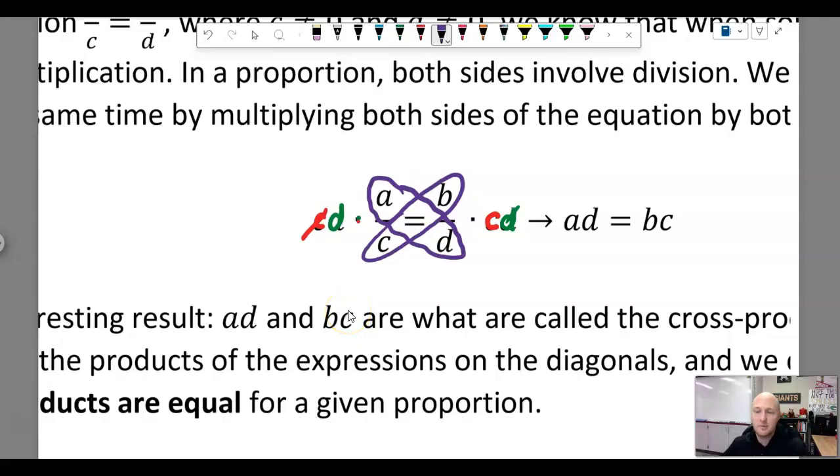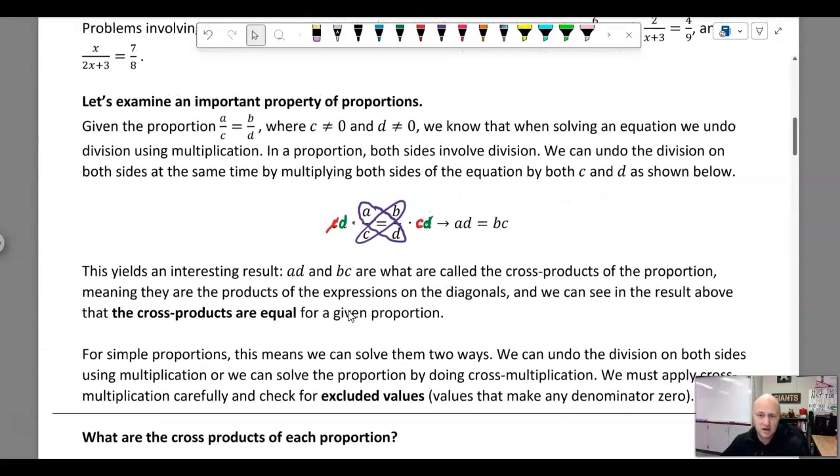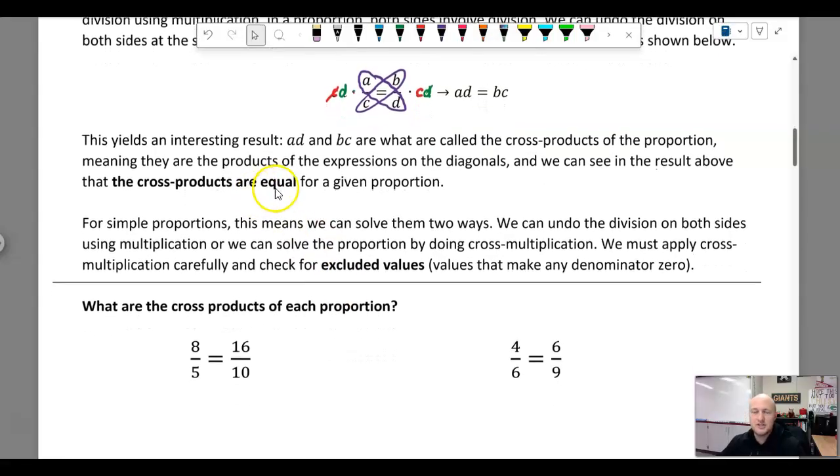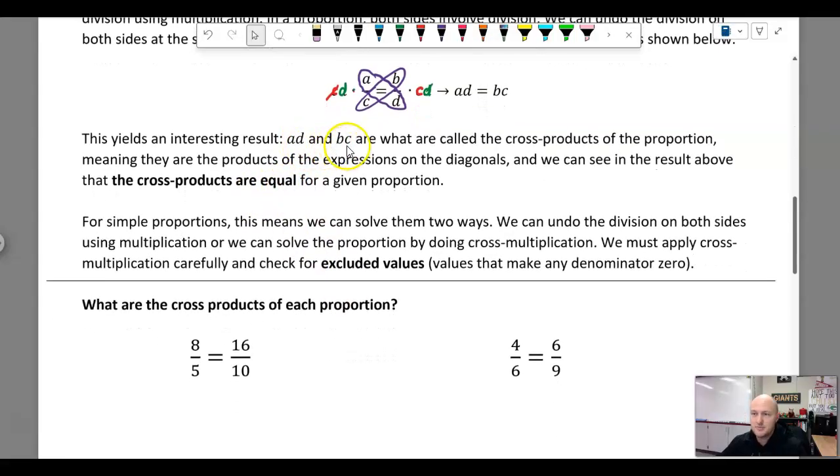This helps us get rid of the denominator, and then we can solve some equations, which is what I'm talking about. This yields an interesting result. AD and BC, just good old math variables, are what are called cross products of the proportion, meaning they are products of the expressions on the diagonals, and we can see in the result above that the cross products are equal for a given proportion. Note, this only works if you have proportions, okay? So if you have a whole bunch of other stuff going on, all bets are off. You can't do this.